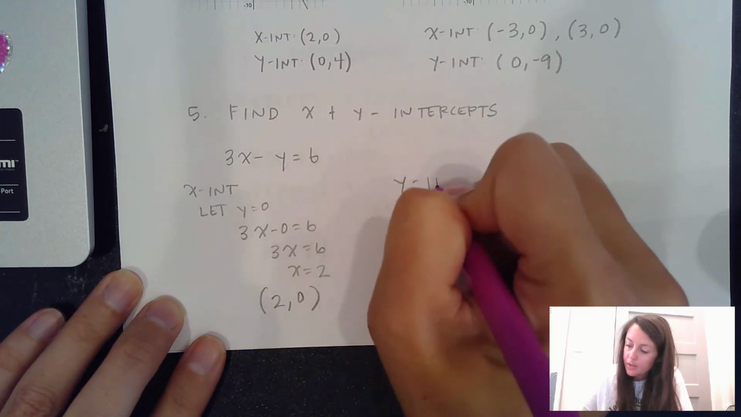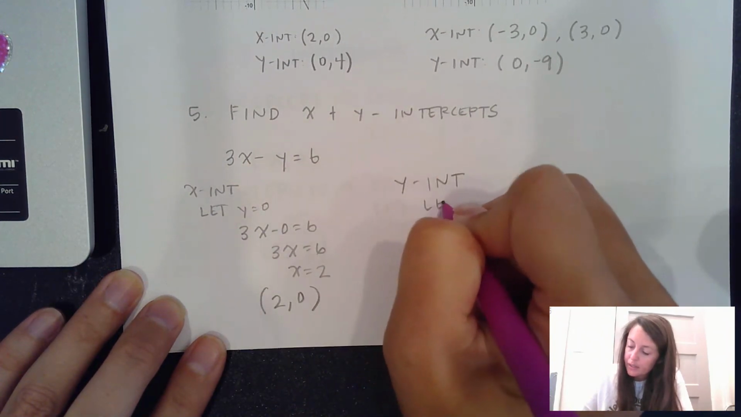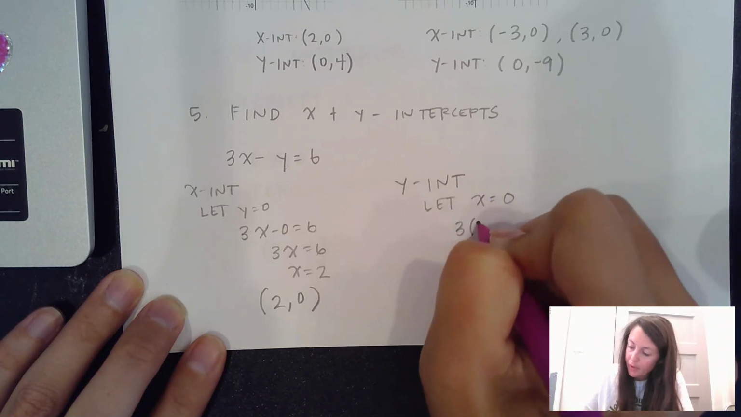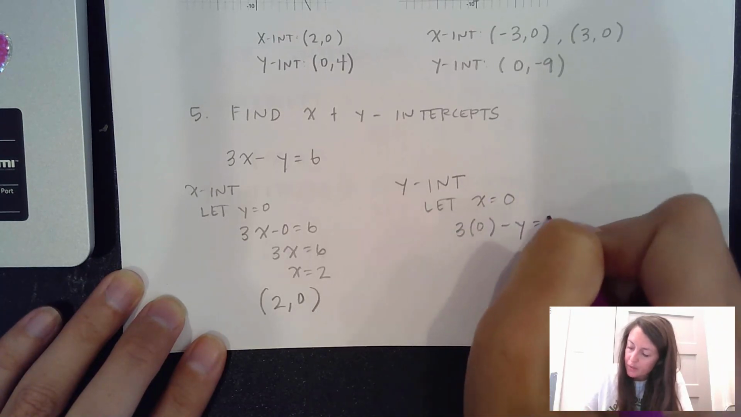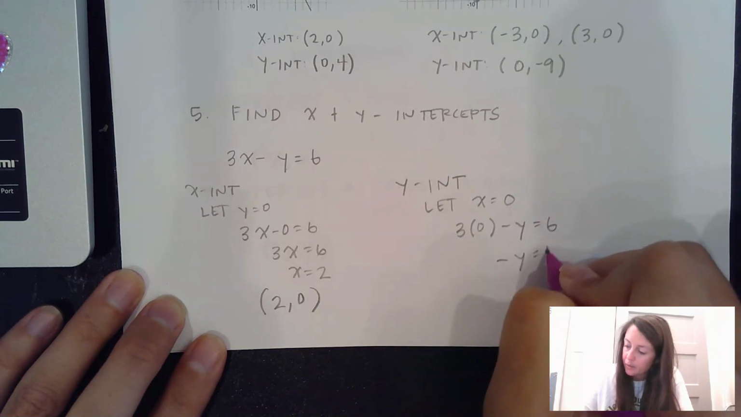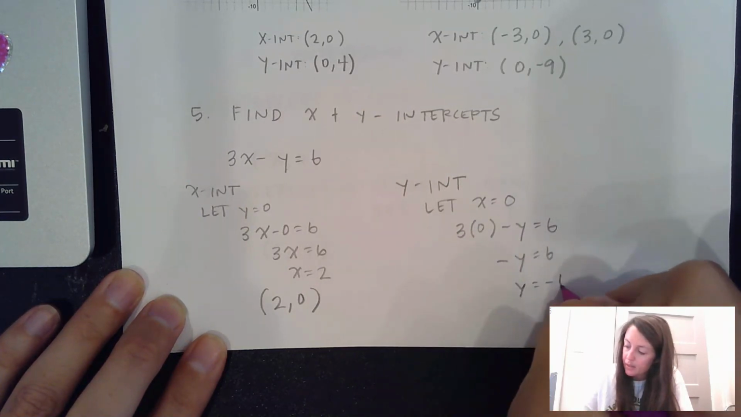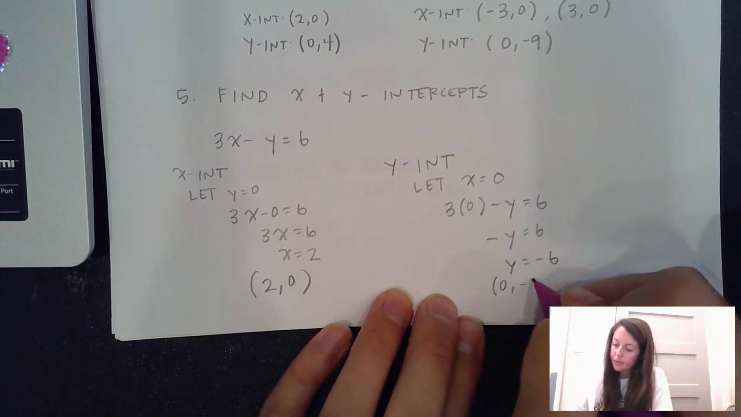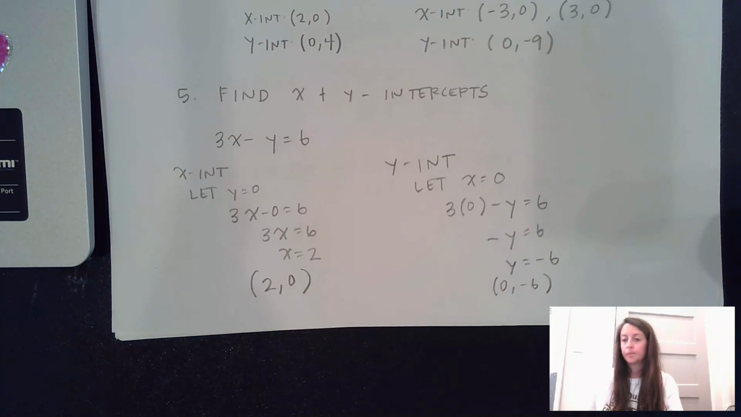The y-intercept is when you let x equal 0. So this is going to be 3 times 0 minus y equals 6. So that just is a 0. So this is going to be negative y equals 6. So y is going to be equal to -6. So this is going to be 0, -6. Okay.